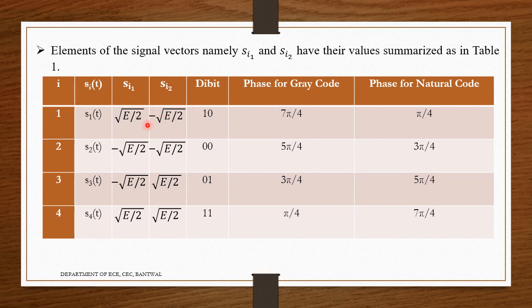Now, when you add 1 and 0, that is square root of E by 2 minus minus square root of E by 2. So what will it be? Again E. So that is what we mean: E for in phase, E for quadrature phase. That is the reason we are representing the division by 2 here. 0 0, 0 1, 1 1, 1 0. This is what I represented for s i1, s i2 here.